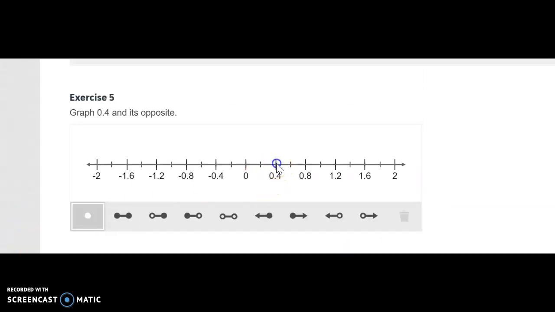So now we're going to graph our point 4, and then we're going to do its opposite, and it's going to be a negative 0.4, and we're done.